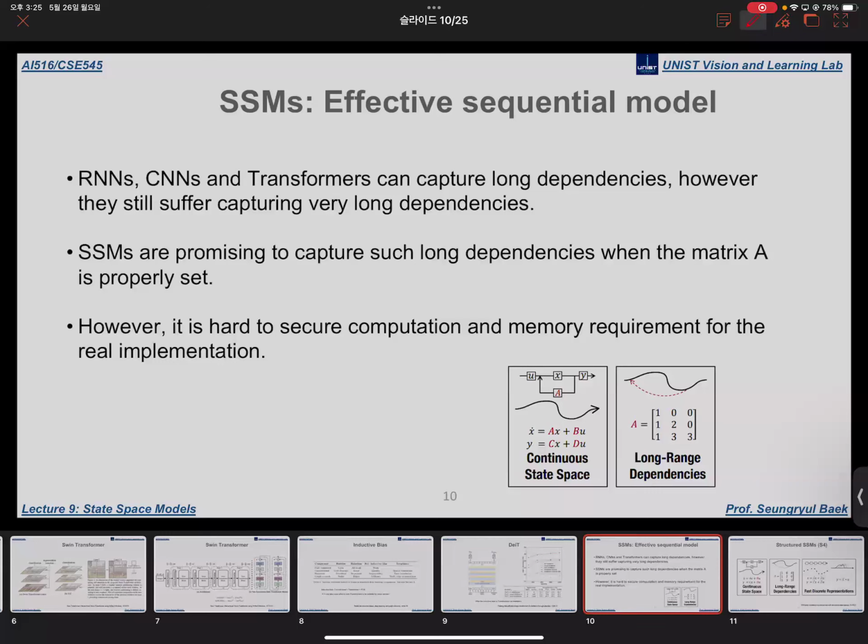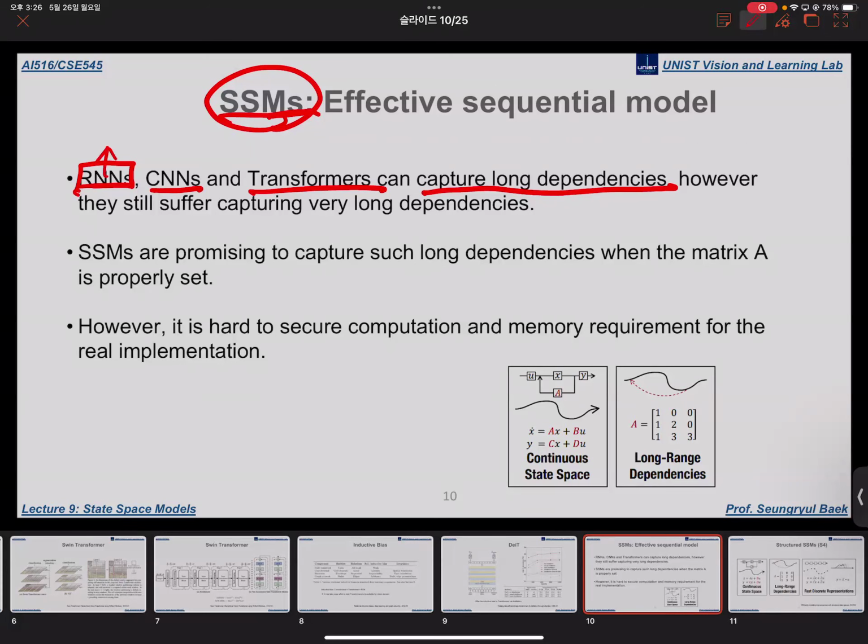Then we will learn about the state space model, called SSMs. We already learned about RNN, CNN, and transformer. Those architectures have actually been improved to capture long dependencies. The naive RNN suffers to capture long dependencies.